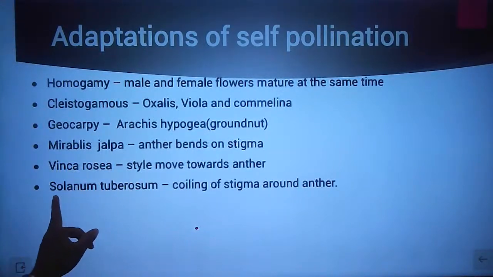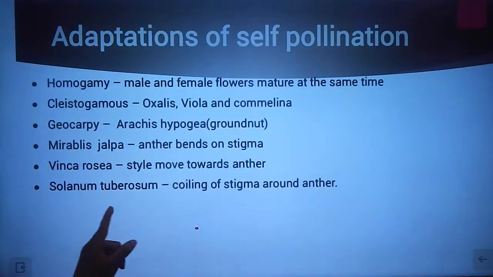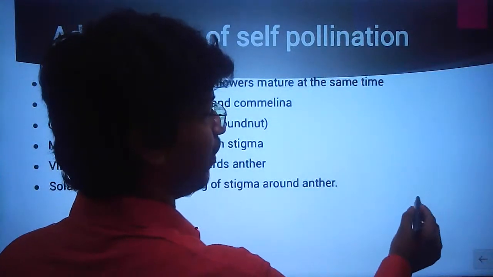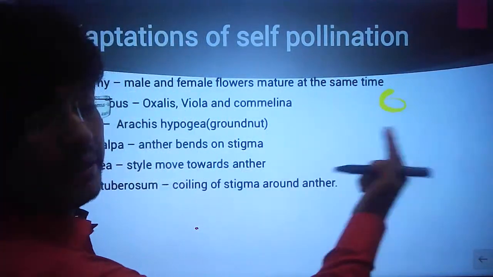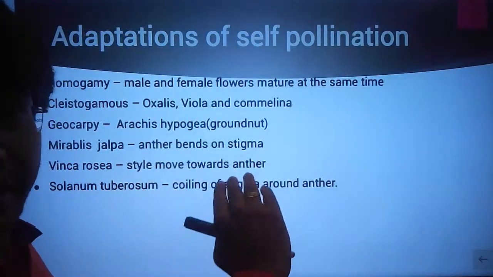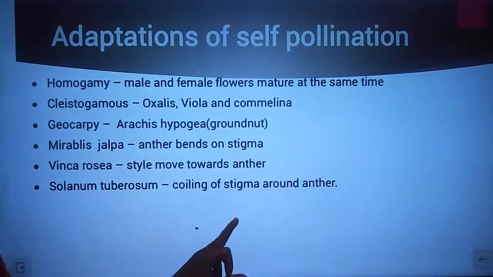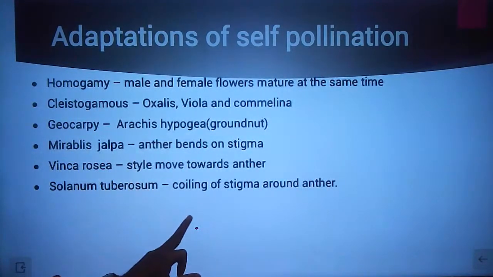Then you could see in case of Solanum tuberosum, the potato plant, where the stigma is coiling around the anther. This is the anther, the male part. Here the stigma will be coiling, having coil-like structures. It doesn't just slightly bend, it coils onto the surface of the anther. This type of adaptation you could see in case of Solanum tuberosum.